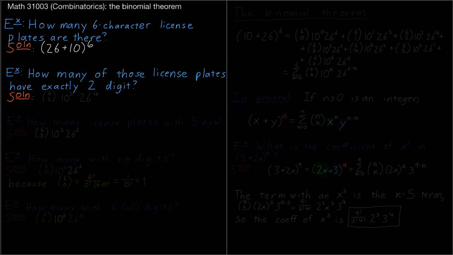is there are a number of ways that you can do this, but one way to think about it is first you're going to choose which of your 6 characters are going to be the digits, and then you multiply by 10 squared to choose what the 2 digits are. 10 choices for your first digit, 10 choices for your second digit, and then 26 to the 4th. That's 26 choices for your first letter, 26 choices for your second letter, 26 choices for your third letter, 26 choices for your fourth letter.